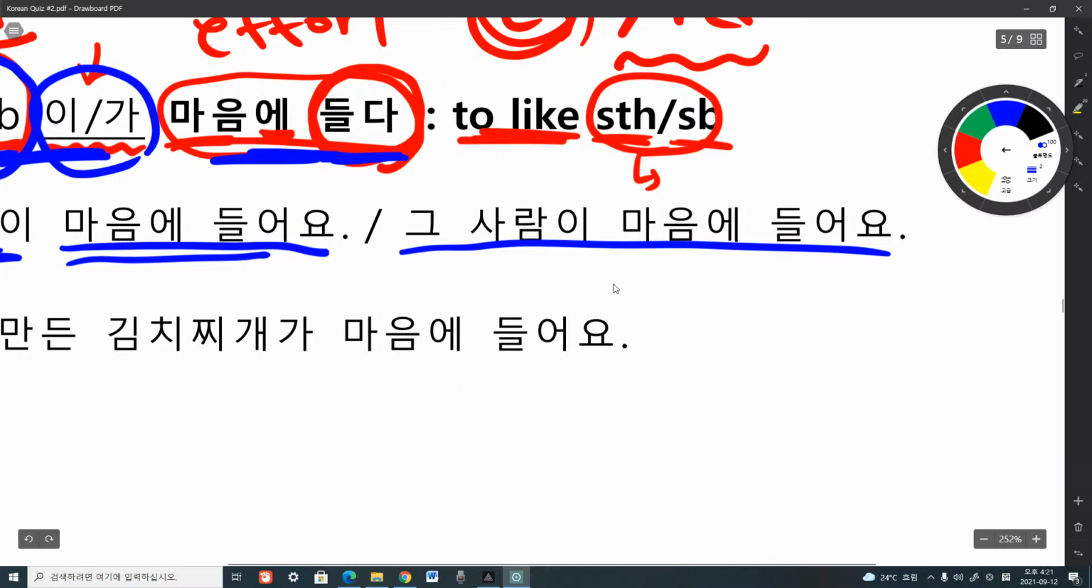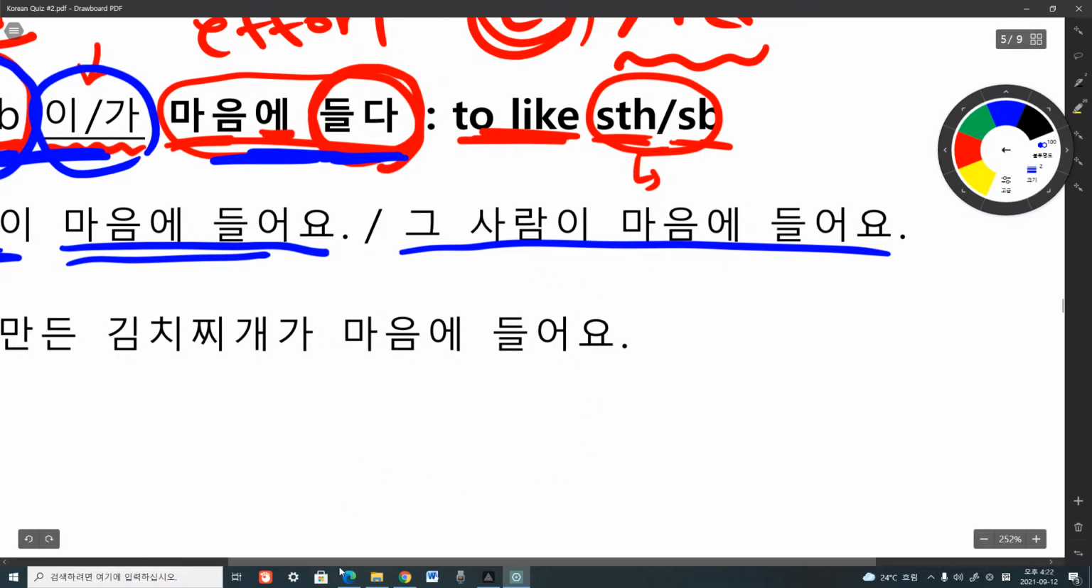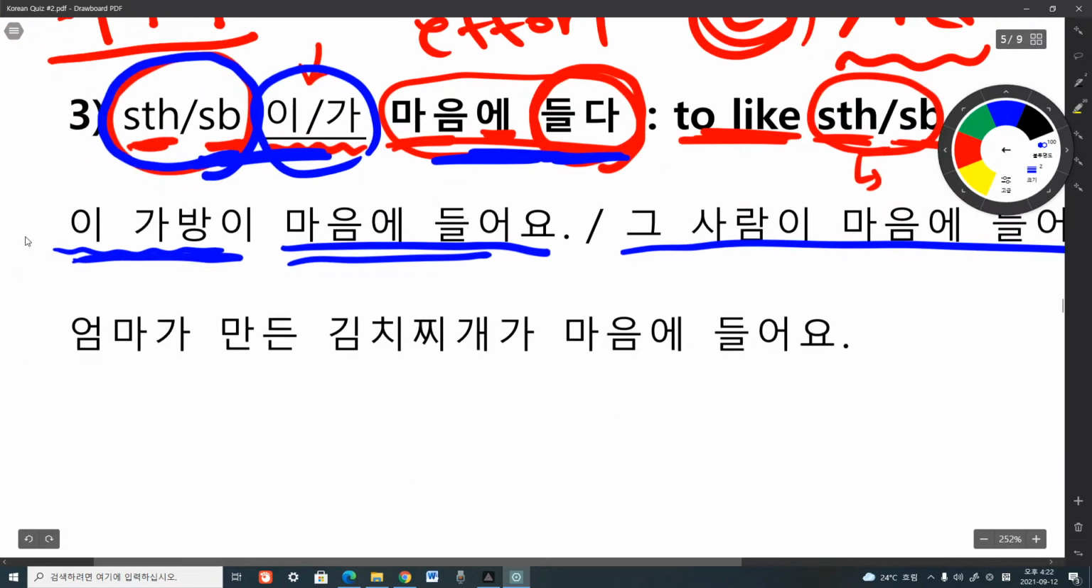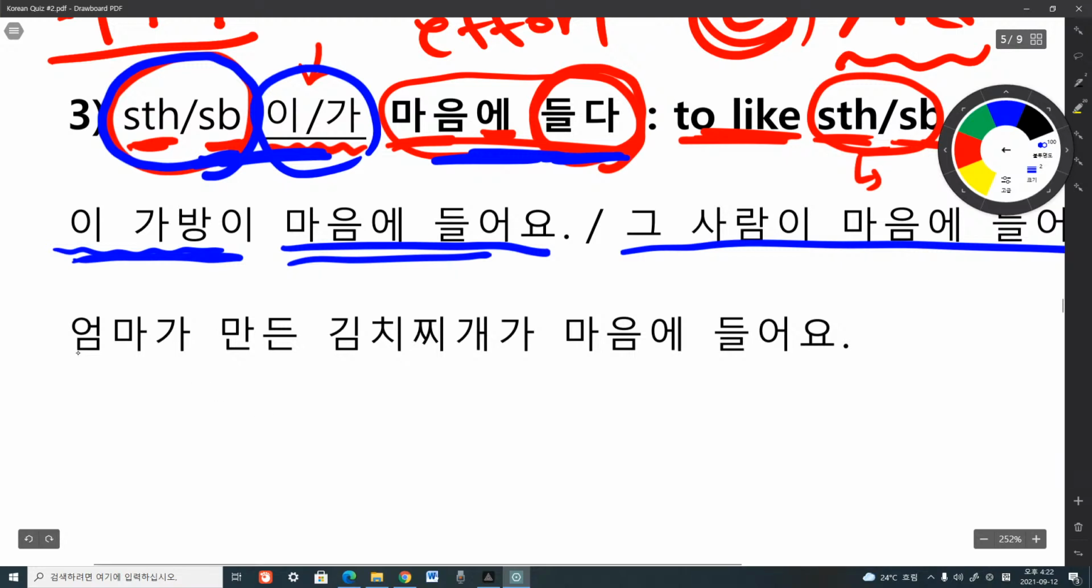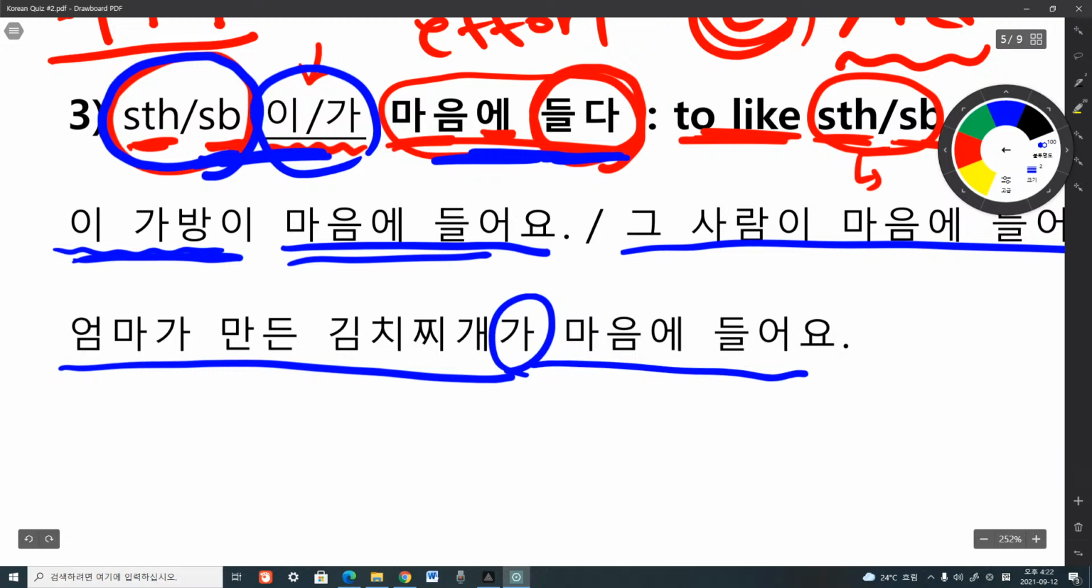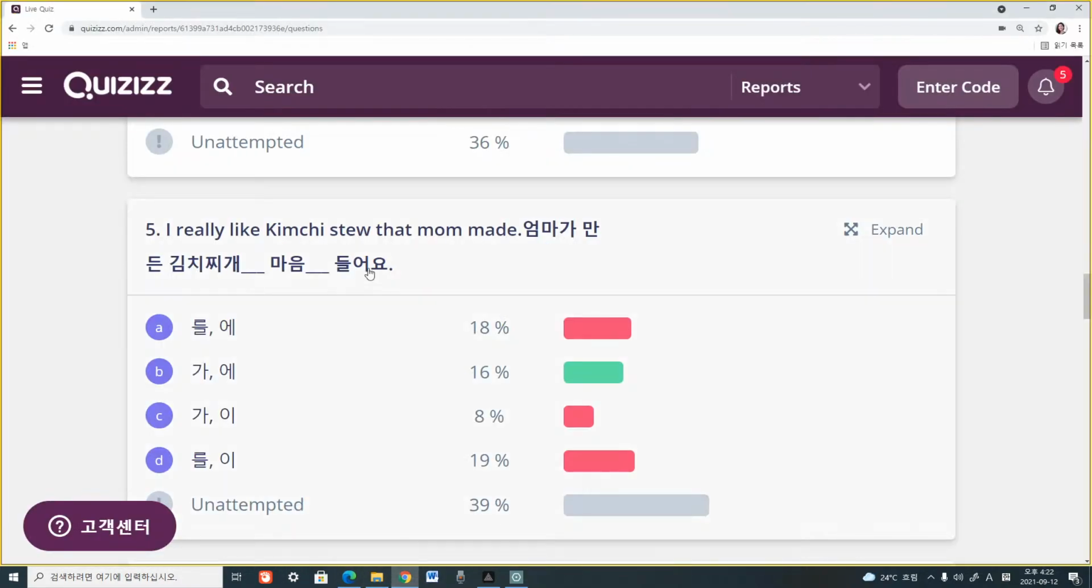그리고 힌트 알리씨, we can use 걸리다 instead of 들다. 맞아요. with 시간 to mean take. 걸리다도 맞아요. 그 다음에 엄마가 만든 김치찌개가 마음에 들어요. This is the very sentence that I used in this quiz. I really like the kimchi stew that my mom made.